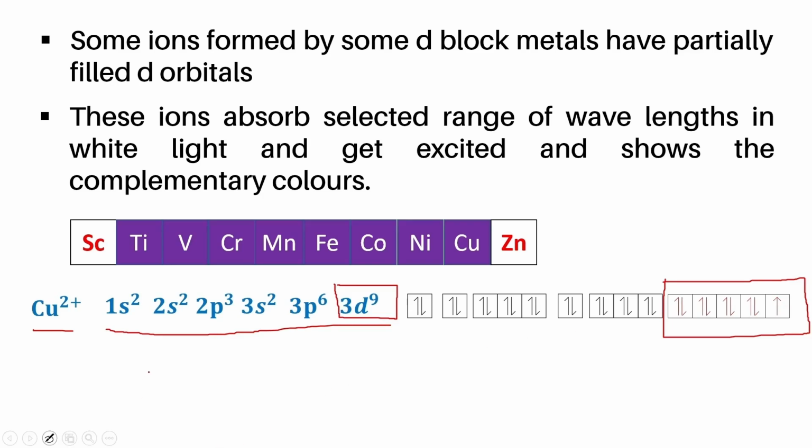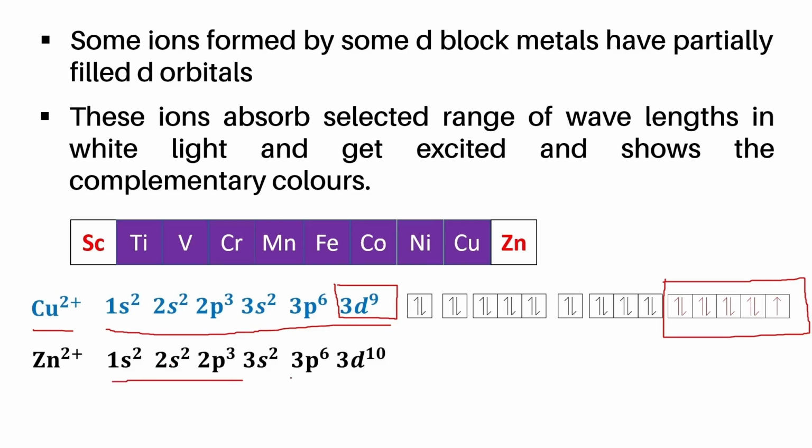Right, then we will move to Zn2+ ions. This is the electronic configuration of zinc 2+ ions. Right, now you can see the 3D subshell of this ion. It is completely filled because it has 10 electrons. Then you can say that there is no incompletely filled d orbital here. So you can say that Zn2+ ions do not give colors to the aqueous solutions. You can see this in detail.